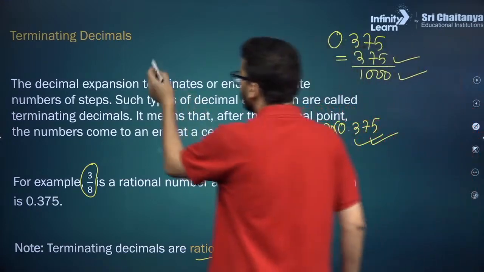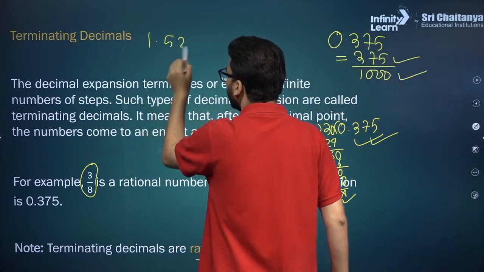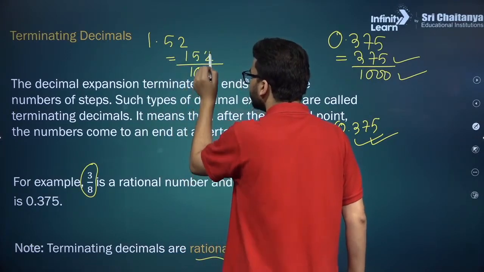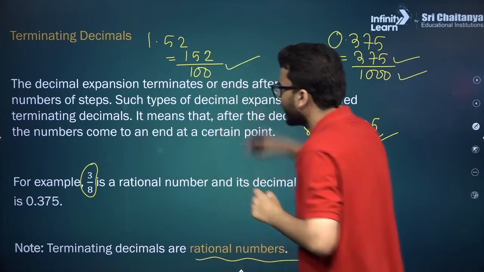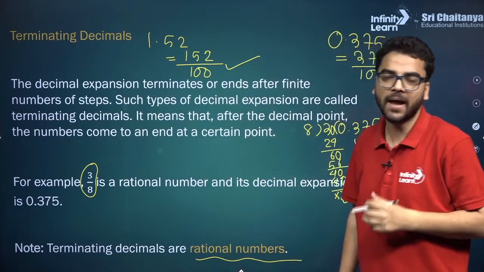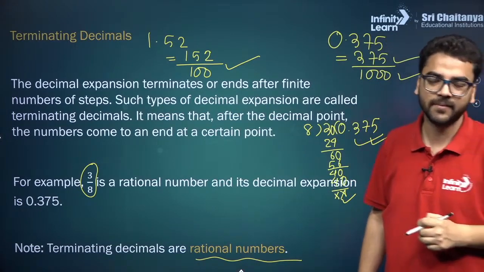You can take any other example. For example, I've got 1.52. I can remove the decimal and I can write 152 upon 100, right? So this is a rational number because you can write it as a ratio of 2 integers where denominator is not equal to 0. I hope it is clear to everybody over here.